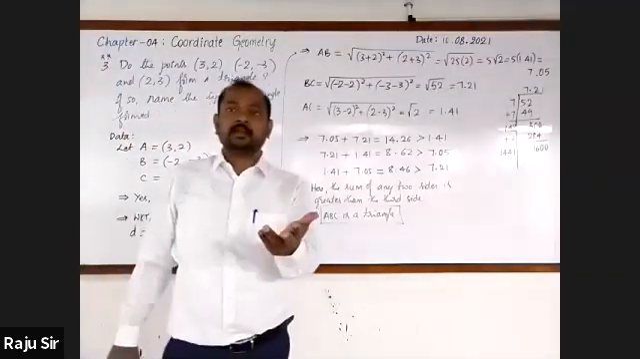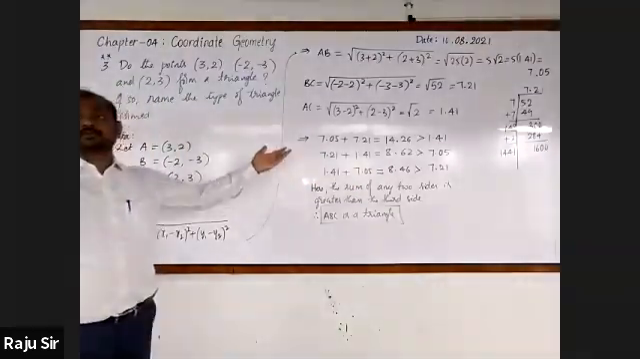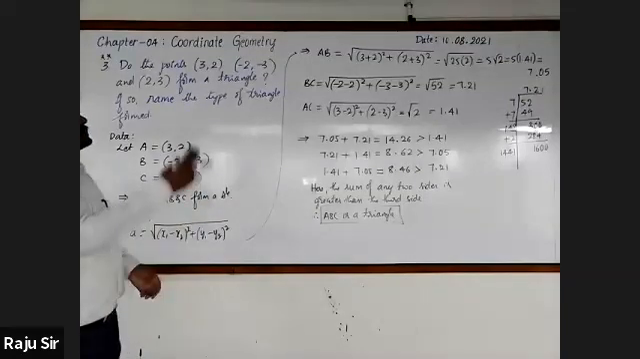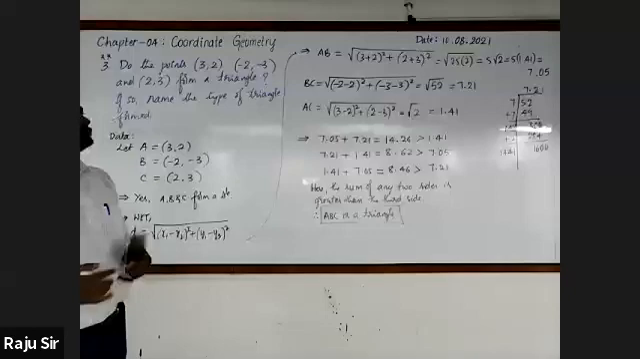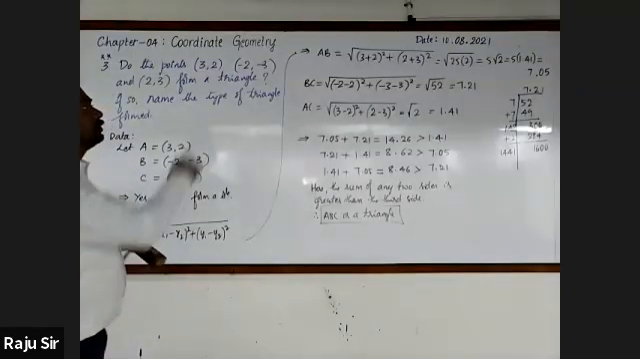Right triangle. The square of one side is equal to the sum of the squares of the other two sides. Let us check it out. Which is the greater side? 7.21. BC, sir.